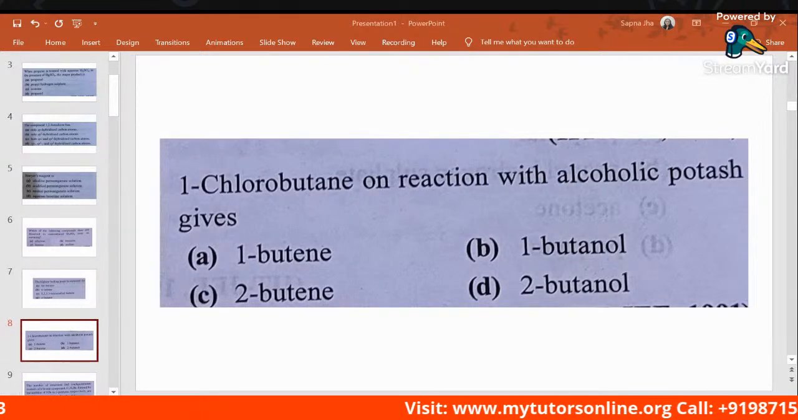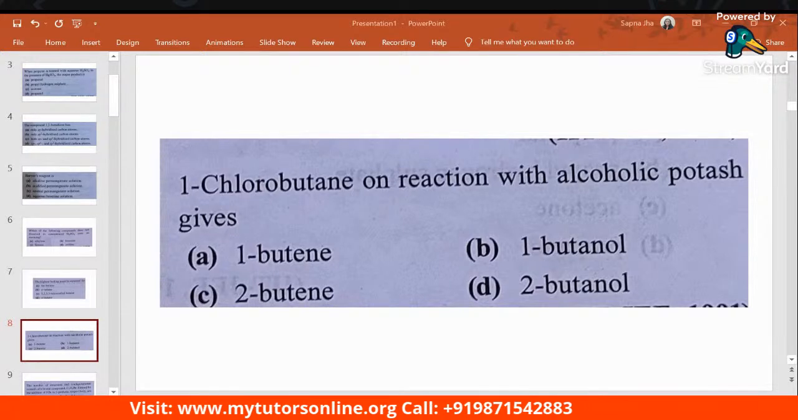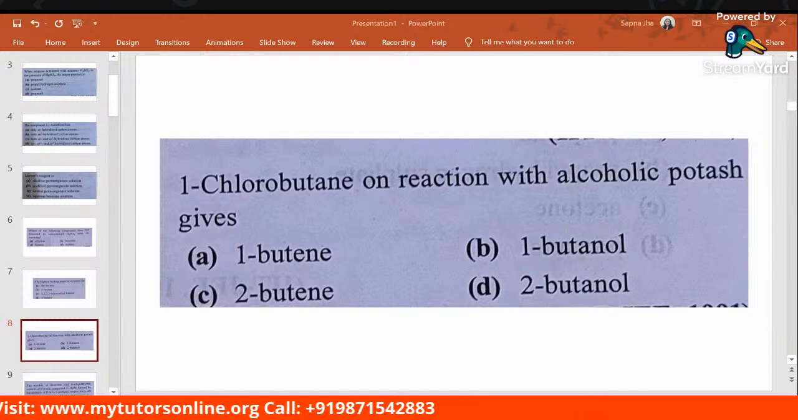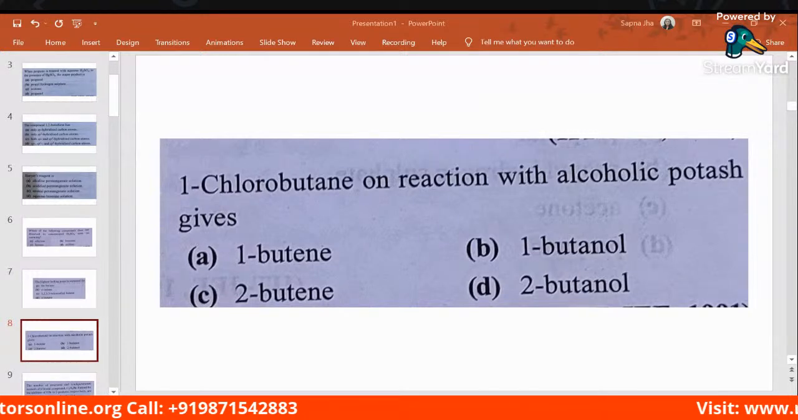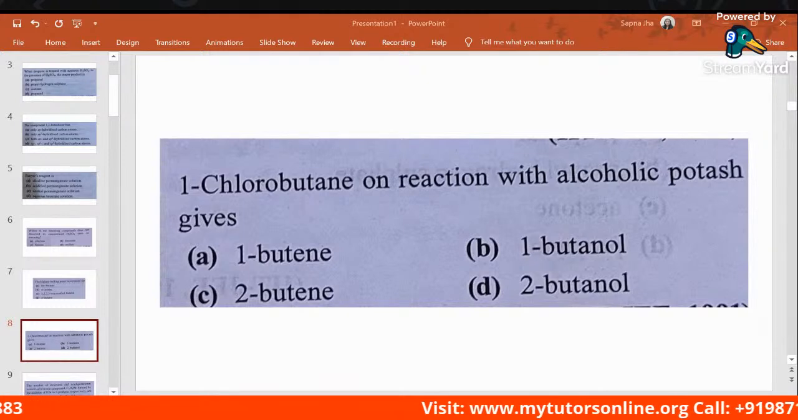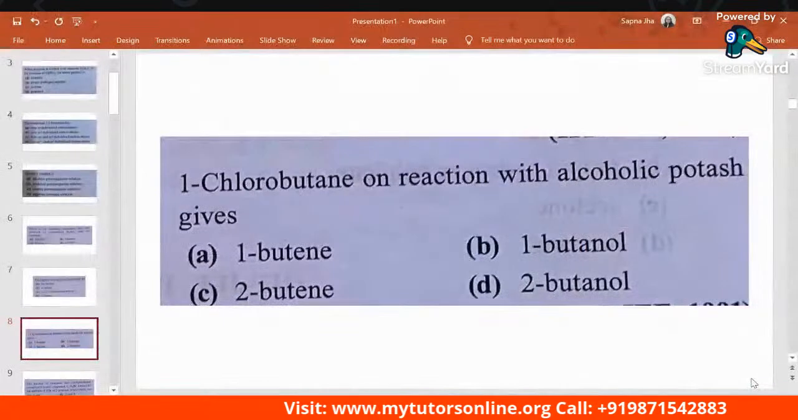You know why? Because here no rearrangement takes place because the carbocation is not formed. Okay. So I don't know why Arihant you selected the B option. The correct option is A. Okay. So the next question is this one.